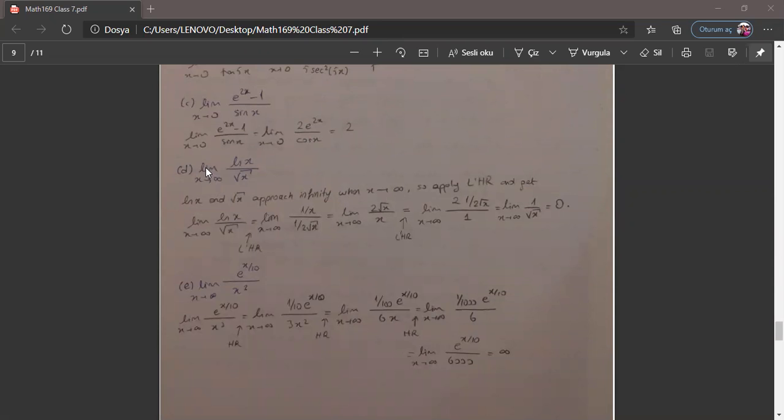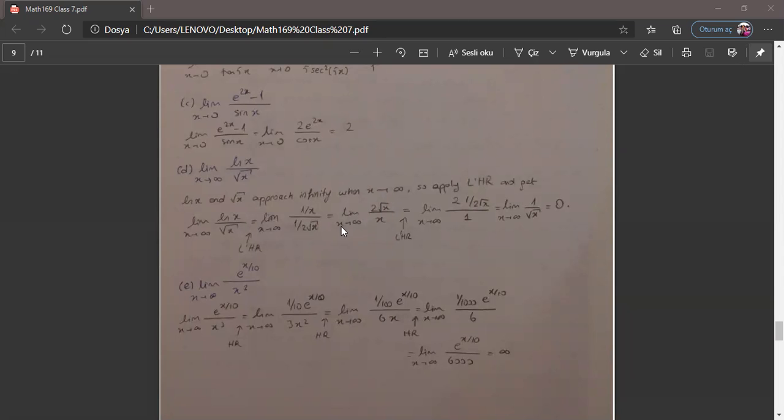Again, we're trying to compute the limits when x is approaching 0, and you have in the numerator and denominator something approaching infinity. So again, we apply the rule. First, we apply the rule and get 1 over x over 1 over 2 square root of x. So it will give you 2 square root of x over x.